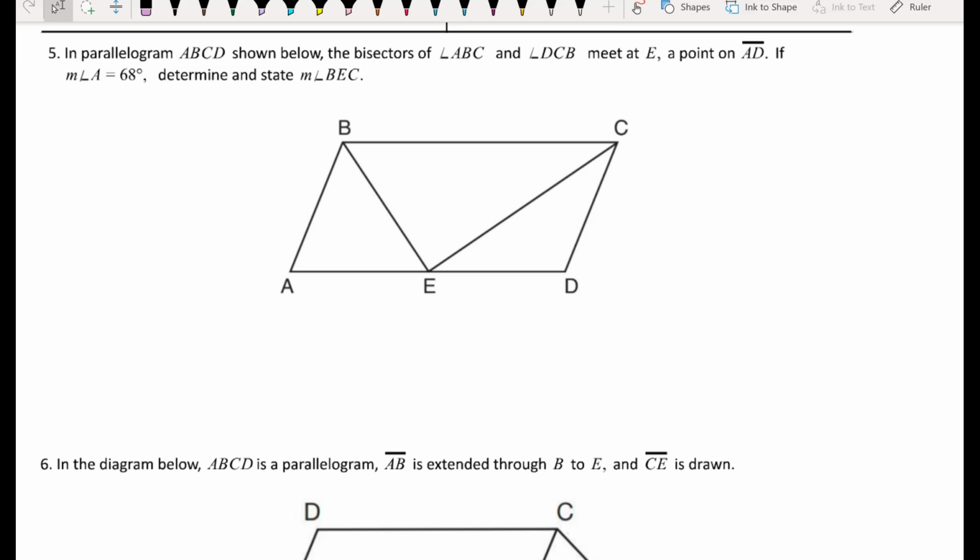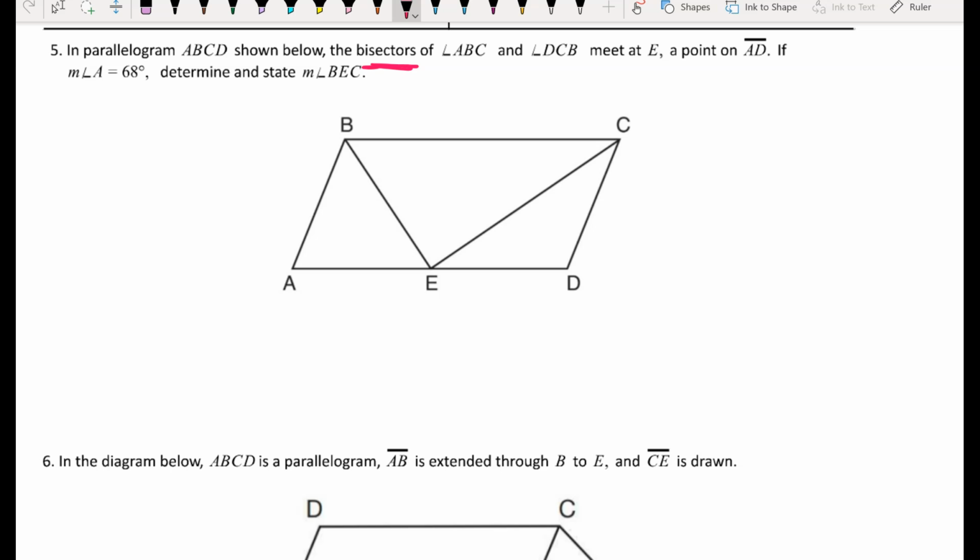Number 5. In parallelogram ABCD shown below, the bisectors of angle ABC and angle DCB meet at point E. If the measure of angle A is 68 degrees, determine and state the measure of angle BEC. A lot to unpack here. The first thing I notice is that I'm given that these segments bisect angle B and C, so I know both angle B and angle C are going to be cut in half.